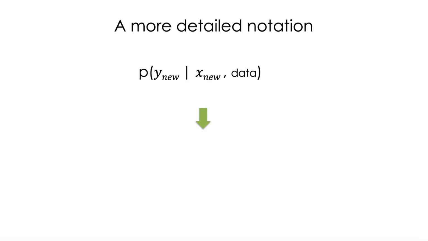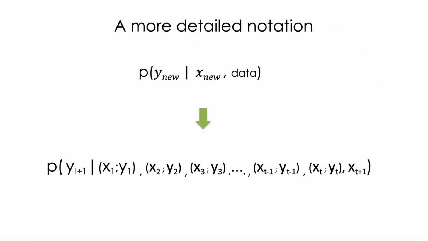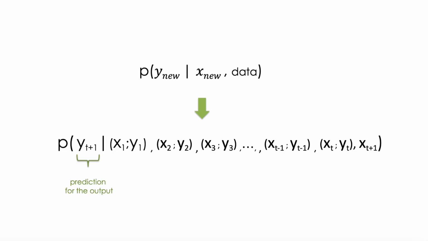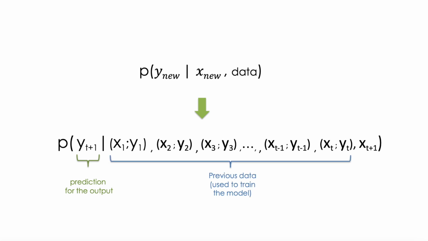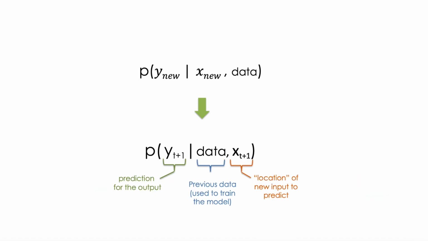So let's break down the notation. Let's say we have our historical data that are data points from 1 up to t, and then we get a new data point at x_{t+1}. So then we need to find y_{t+1}, right? So this is going to be the prediction for the output. This is the previous data, the one that we used to train the model. And this is the new location where I want to make the prediction, right? We can summarize by writing the whole list of historical data and just calling it data.